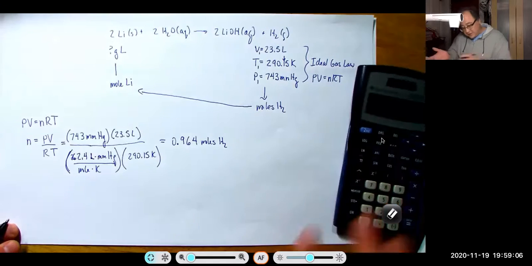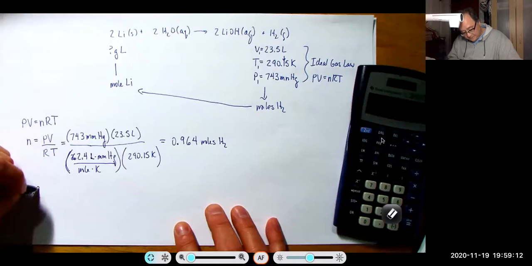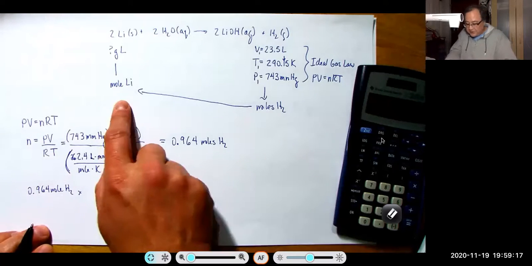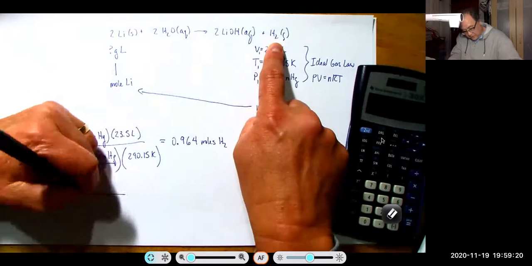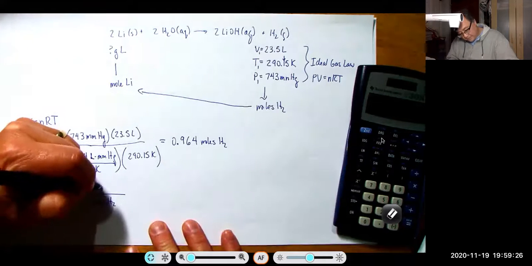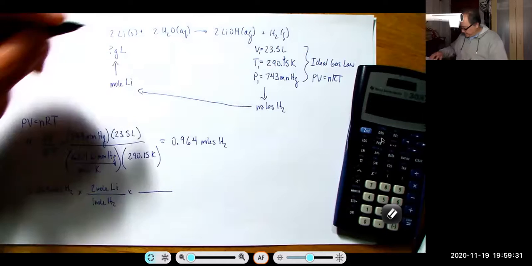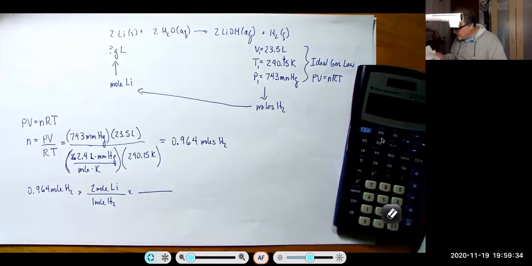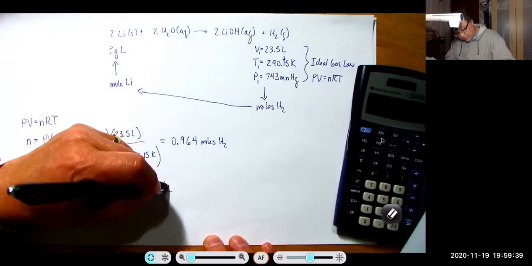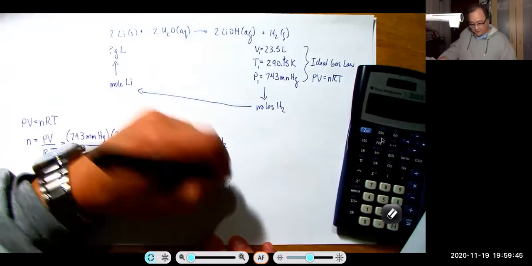Now, if we wanted to, we could have continued this already, but what I'm going to do is write this down here at the bottom. And now I'm going to do this part here, and you can see that for 1 mole of H2, there are 2 moles of lithium. And then we're going to find the molar mass of lithium. I want to say it's 6.941. Yep. 6.941 grams of lithium per 1 mole of lithium. And we will get grams of lithium for this particular reaction.